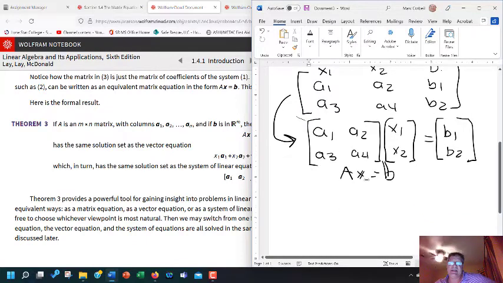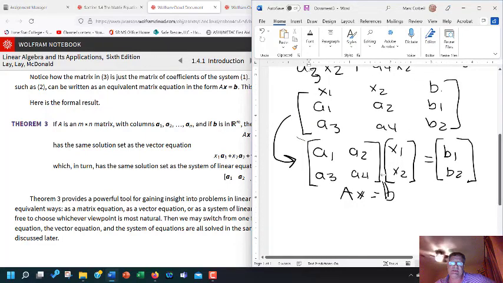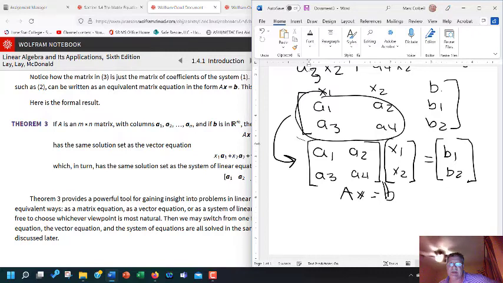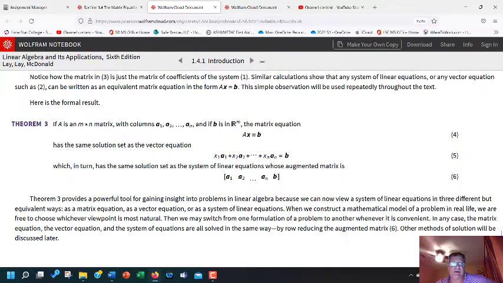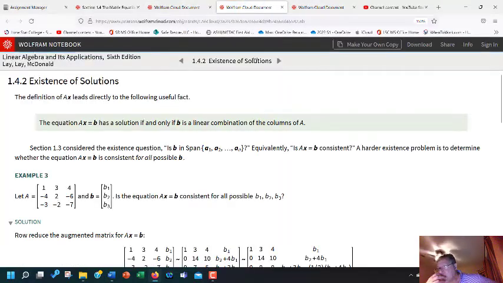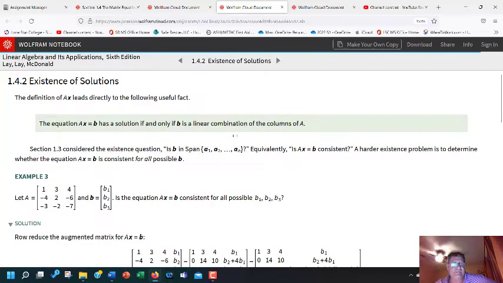That's why Ax equals b is really important, because ultimately we're going back to representing a system of equations this way, where a1, a2, a3, a4 are merely the coefficients, x1, x2 are the variables, and b1, b2 are the constants on the other side of the equal sign. That is an important feature of what we're doing here in the introduction. So we can move forward with that.